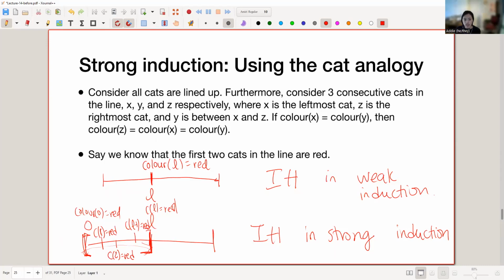That's our hypothesis. Compared to weak induction, where we just know that the cat at this one point is red, and then we have to prove at the next point that cat number L plus 1 is also going to be red. Now in strong induction, we can prove cat L plus 1 is going to be red, but we know that all of these cats from 0 to L inclusive are red. So that is the difference between strong induction and weak induction. It only affects the inductive hypothesis step. In weak induction, we assume that our induction hypothesis holds at only one point. In strong induction, it holds at a whole set of points. Hope that helps.